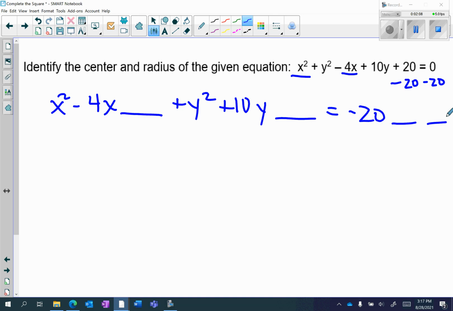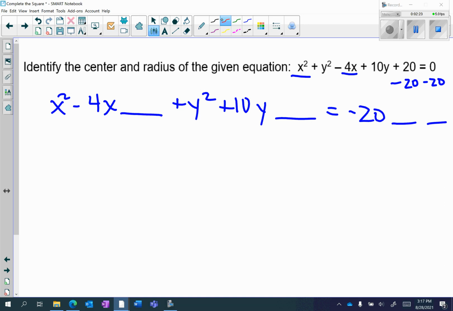So all I just did was move the negative 20 to the right-hand side. I grouped the x's together, left a space. I grouped the y's together, left a space. I have two spaces on the left. I also need two spaces on the right because remember, it's an equation. Whatever you do to the left, you also have to do to the right.